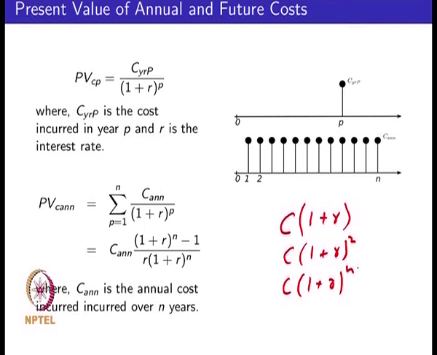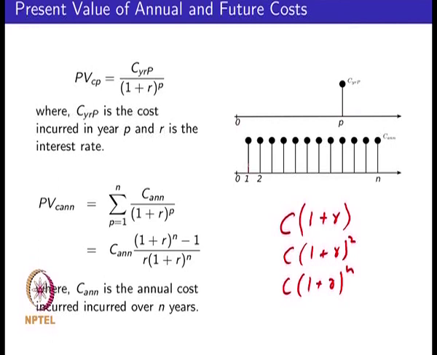So, if you have a cost that is incurred at year P and you want to see what is the cost today you are facing because of that, the present value of the cost that you are going to incur in the future is C in the year P divided by (1 plus R) to the power of P. So, if you have some expense that is going to happen over here, you can actually reflect back to the present value.